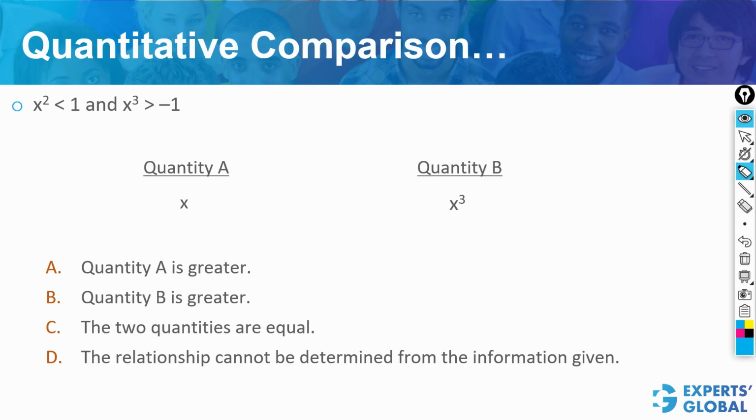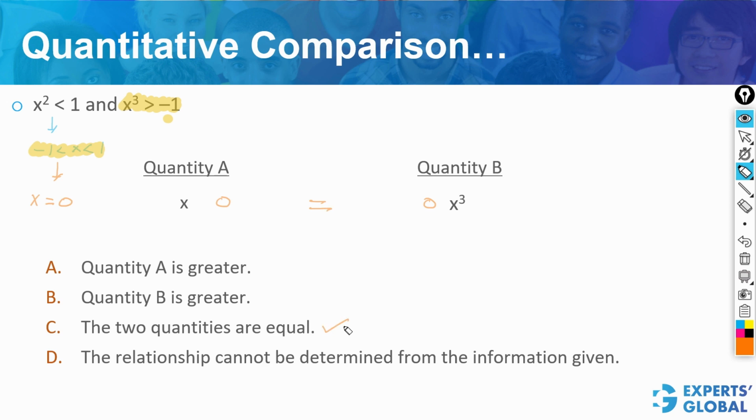x squared less than 1 suggests that x must be between -1 and +1, and for this entire range the second inequality very much holds, so we don't really need to worry about this second inequality here. Let's take different values of x in this range. So for x equals 0, quantity A and quantity B become equal. We get C as the correct answer choice.